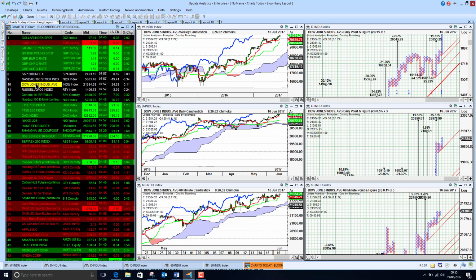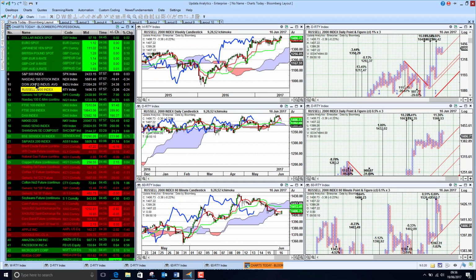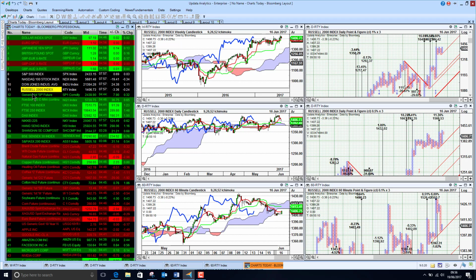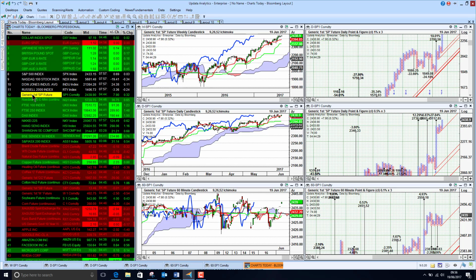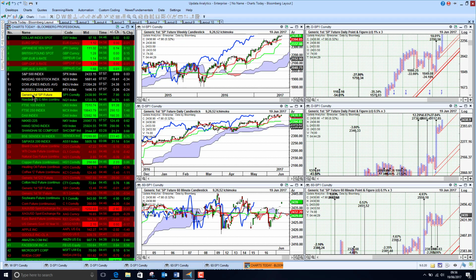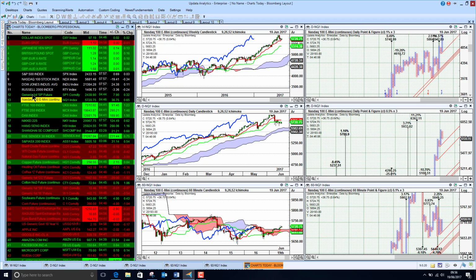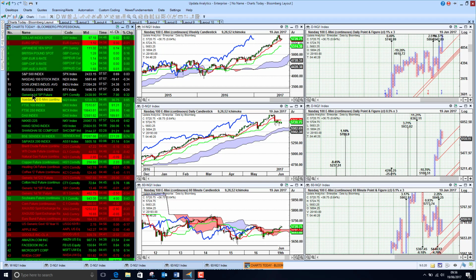The Dow looking pretty strong all round, and the Russell 2000 is bullish above the cloud on all three time frames. Did have a bit of a sell-off last week, but that was still holding its bullish trend. The S&P 500 index future is up 1/3% this morning, and the Nasdaq E-mini is up 2/3%, so we might well just see the Nasdaq improving.